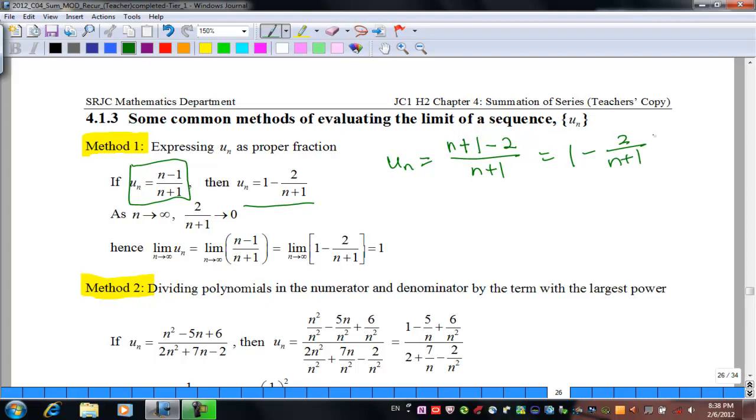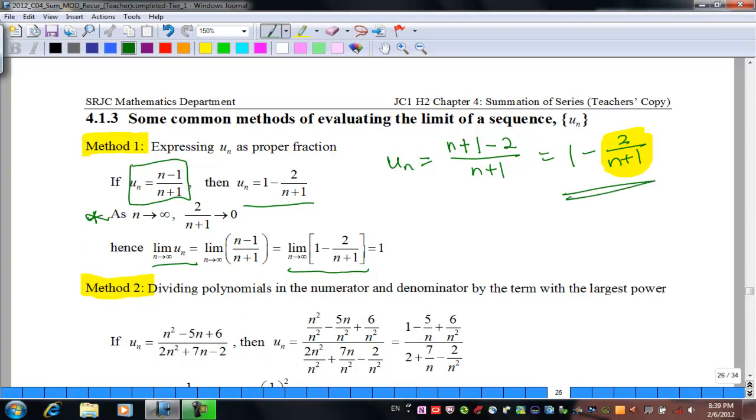Now, why is this helpful? This is helpful because I know that as n goes to infinity, as I studied in the previous part of the lecture, 2 over n plus 1 will go to 0. So this means that the limit as n tends to infinity of un must be equal to the limit as n tends to infinity of 1 minus 2 over n plus 1, which must be equal to 1.